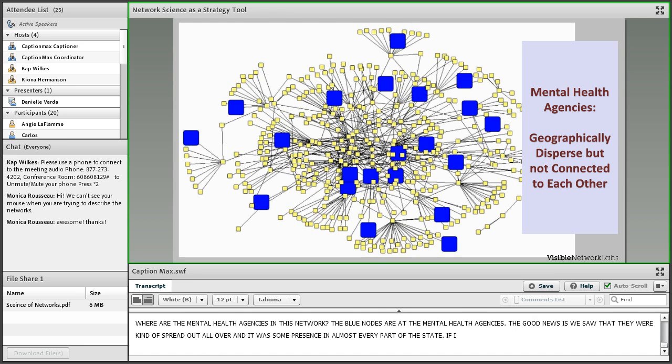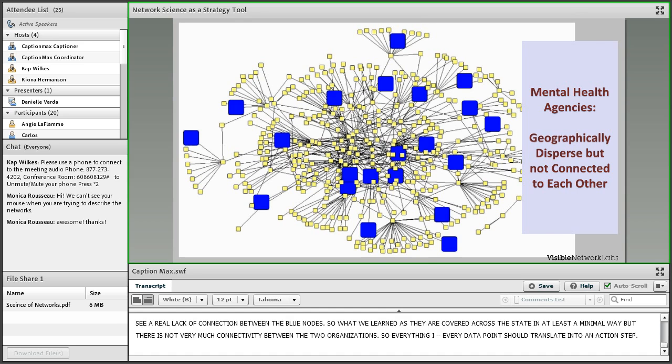In this case, we were out in the community and the mental health folks said, hey, where are the mental health agencies in this network? Can you show them to us? So we went back, pulled this map together, in which the blue nodes are actually the mental health agencies. The good news is we saw that they were spread out all over, and there was some present in almost every part of the state.